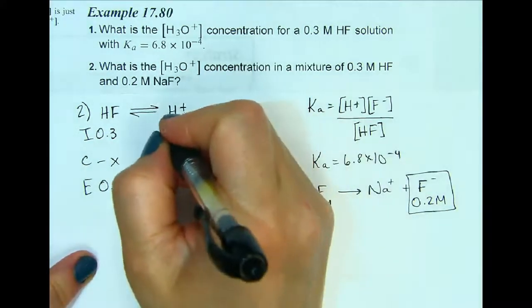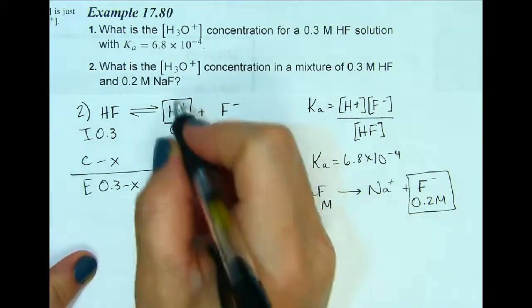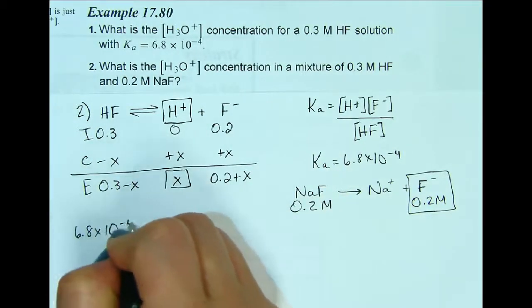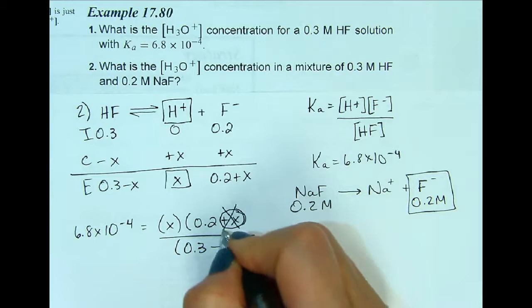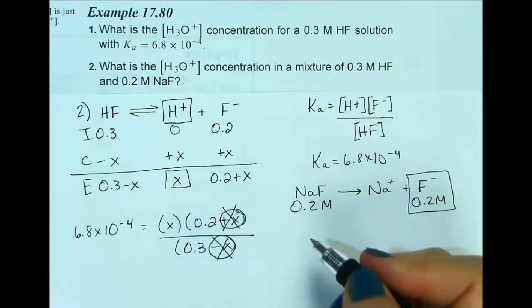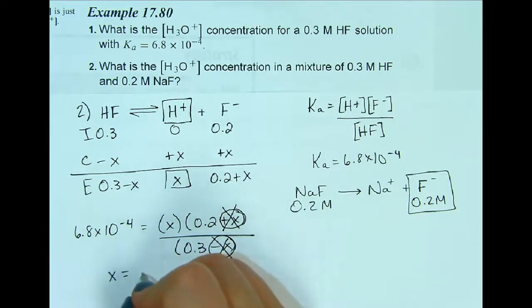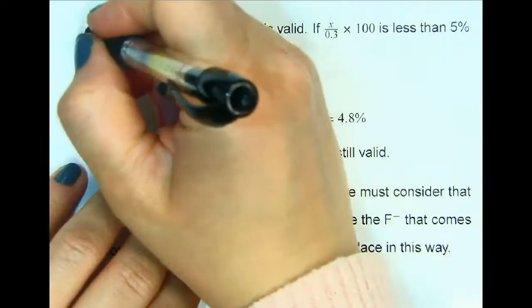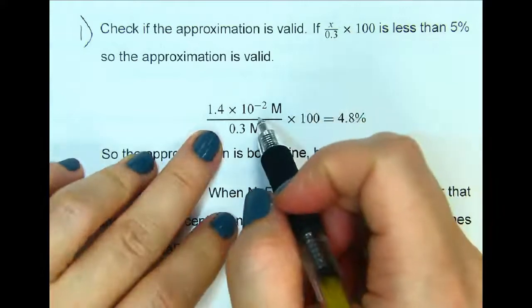So the question is still how much hydronium or hydrogen. When I solve for x, I will then know how much hydronium there is. So we'll plug this into our law of mass action. Now that I've set up the equation, I'm going to ignore the plus x and ignore the minus x. So when I solve this for x, I get 0.00102 molar hydronium.